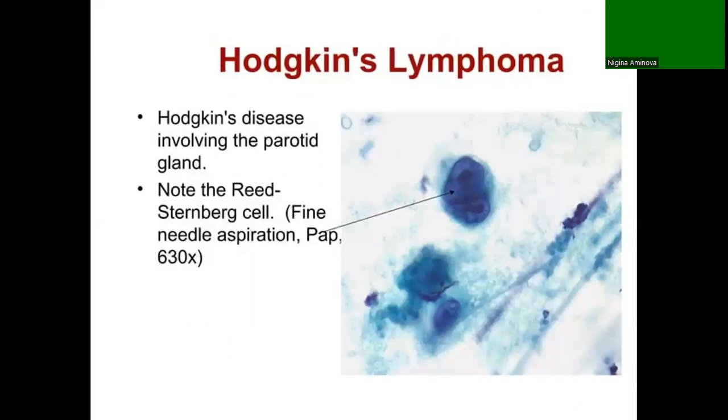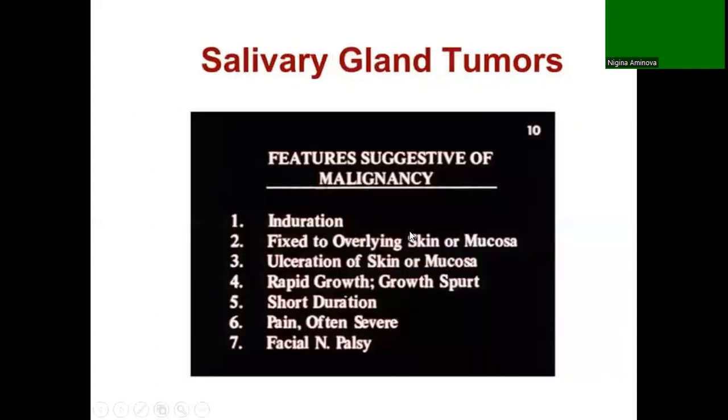Next one is Hodgkin's lymphoma. The disease involves the parotid gland, and you can actually see the needle aspiration in the demonstration. Salivary gland tumors with features suggestive of malignancy: induration, fixation to overlying skin or mucosa, ulceration of skin or mucosa, rapid growth, short duration pain, which is most often severe, and facial palsy.